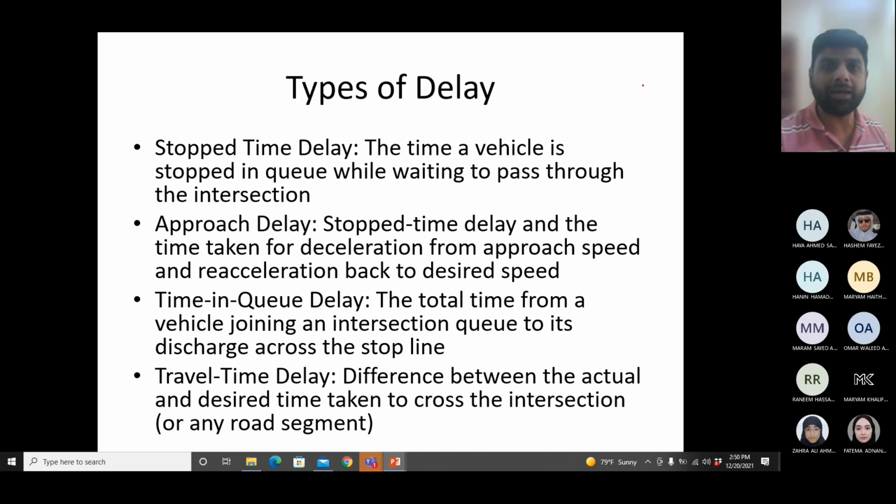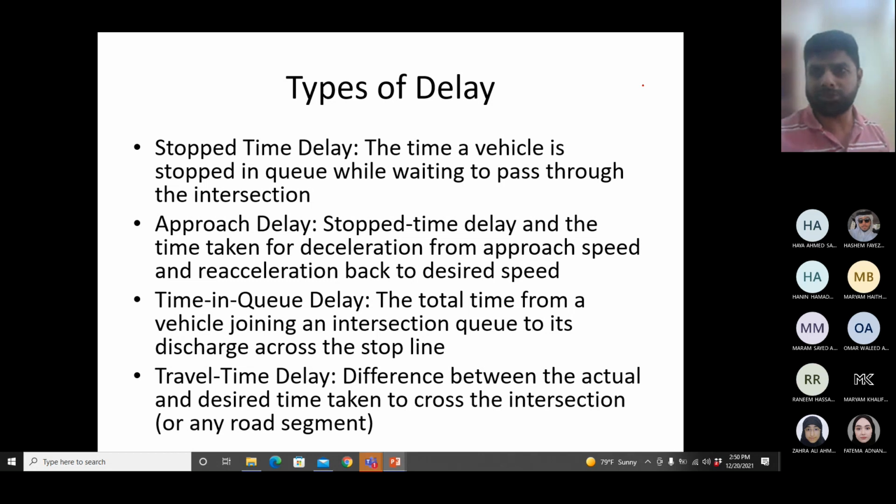We have already defined approach delay with a different name earlier in travel time studies. We called it control delay. So control delay and approach delay are basically the synonyms of the same parameter. And how did you define control delay? Control delay starts when you decelerate for joining the queue or for coming towards the intersection, and it ends when you accelerate to your desired speed.